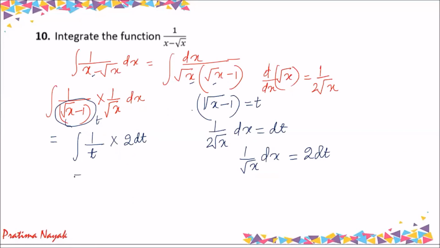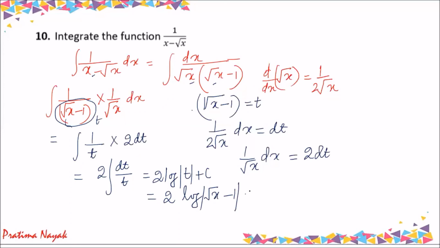So that will be 2 dt by t. What is dt by t? It will be log t. So 2 log t plus c. What is t? t is under root x minus 1, so 2 log of root x minus 1 plus c.